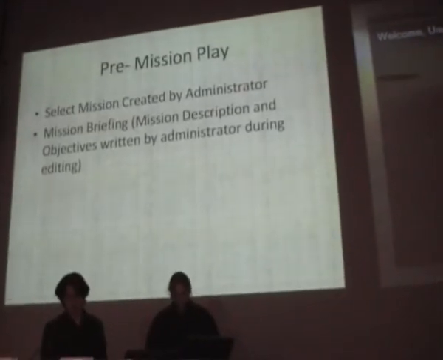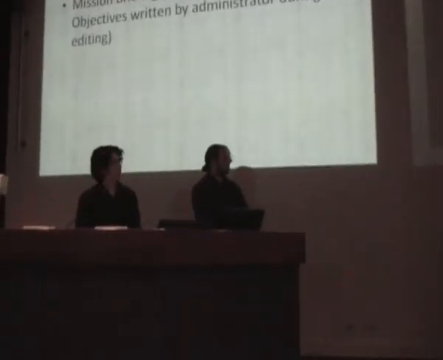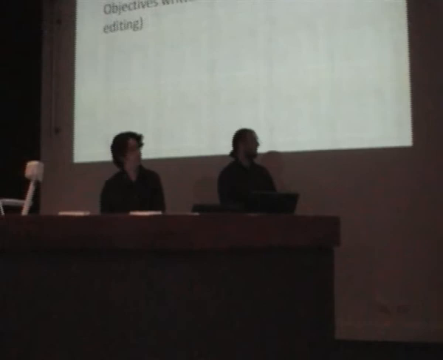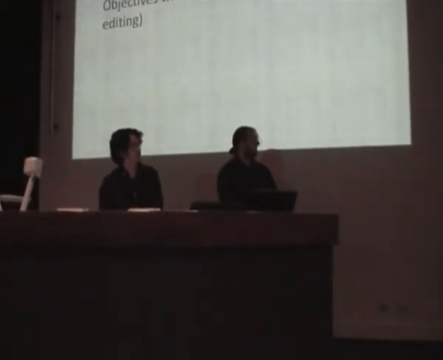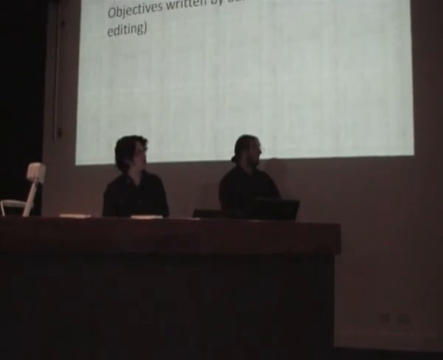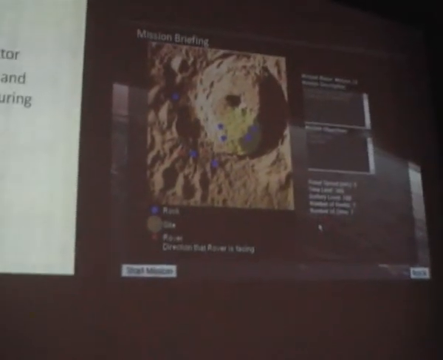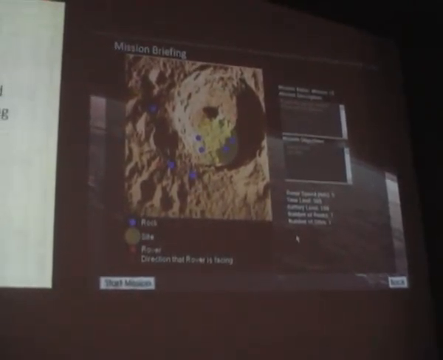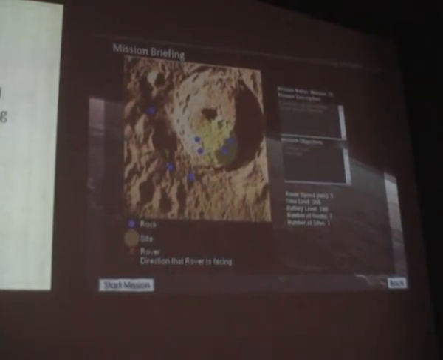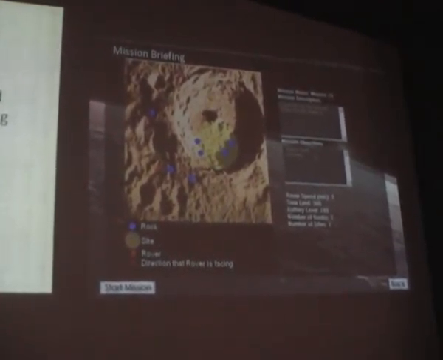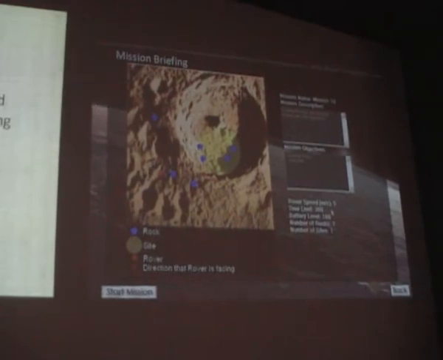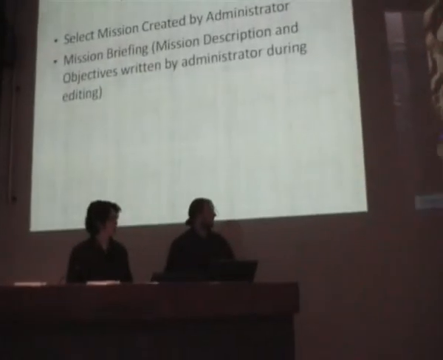Being a user, before we actually start a mission, we can select the different missions that the administrators have already preset and made themselves. So we go to the last mission that we did. Before that, there's a mission briefing, which has the mission descriptions and objectives. This is editable by the administrators, so you can change the mission's objectives and make it more challenging, because they can set a time limit and the levels as well. So let's start the mission.